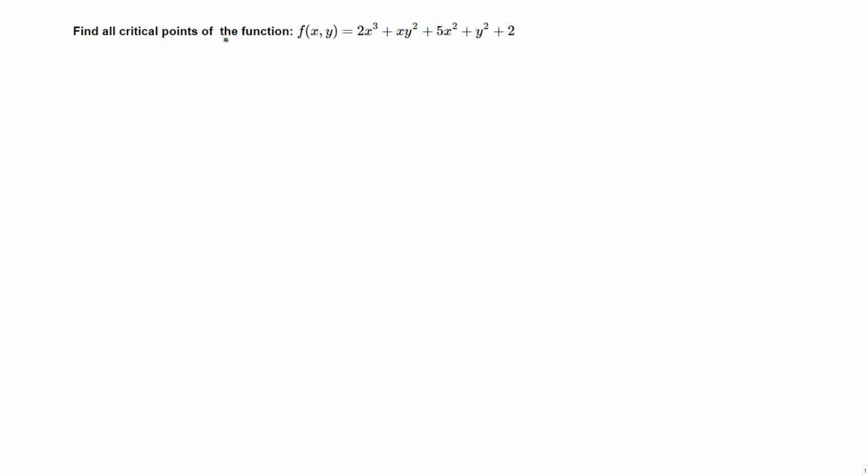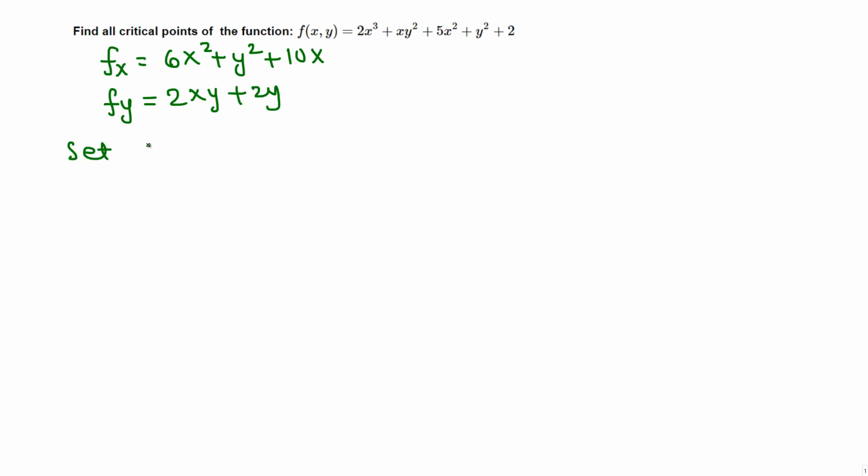Find all critical points of the function. We need to find the partial derivatives. So the partial of f with respect to x is 6x squared plus y squared plus 10x, and the partial with respect to y is 2xy plus 2y, and we set these to 0 simultaneously and solve for x and y.